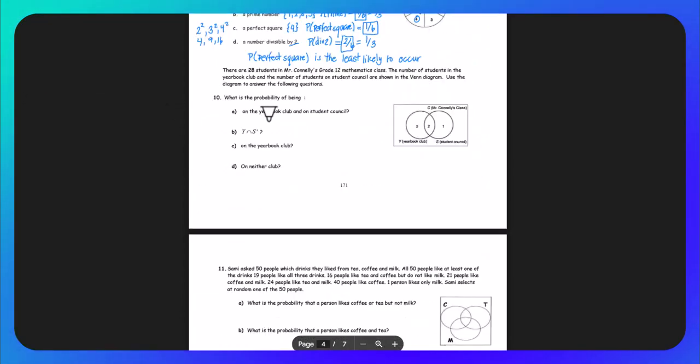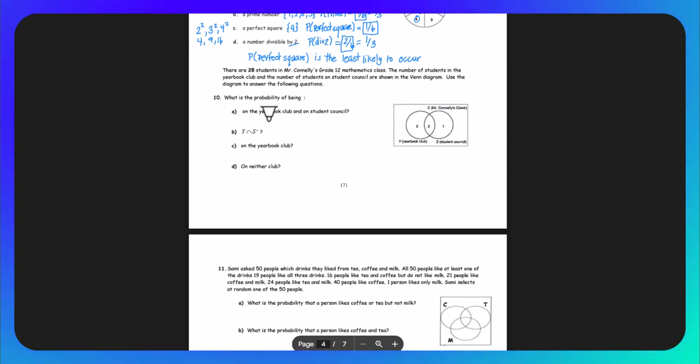Okay, let's go on to 10. Now we are back to our Venn diagrams, where there are 28 students in Mr. Connolly's grade 12 math class. The number of students in the yearbook club and the number of students on the student council are shown in the Venn diagram. Use the diagram to answer the following questions.